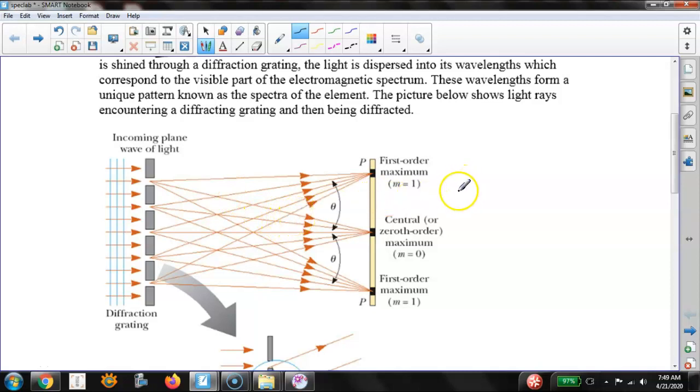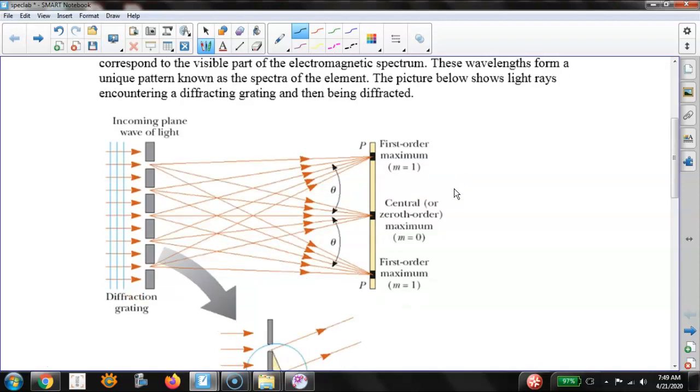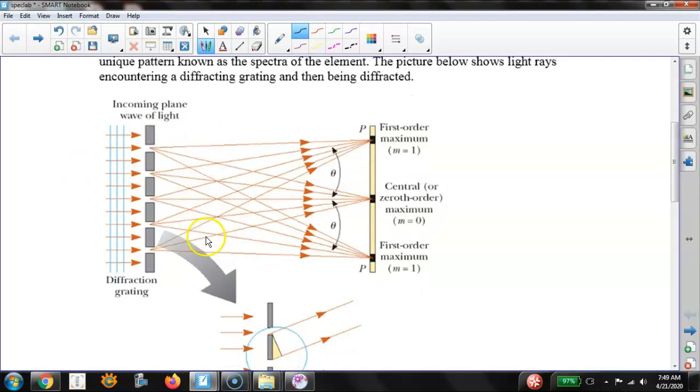This is not totally unlike refraction, which we studied before, in that the light gets bent, and it's bent differently depending on its wavelength, but it's a slightly different mechanism. So here the light comes through the slits, it's bent, and what you end up with is a spectrum, much like you would get from a prism and refraction.